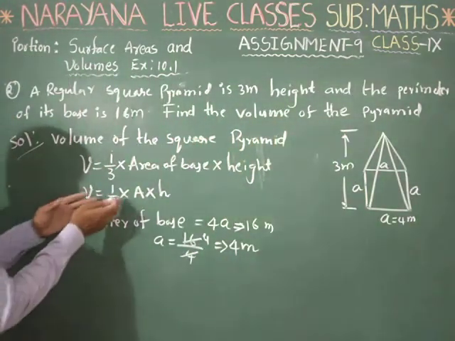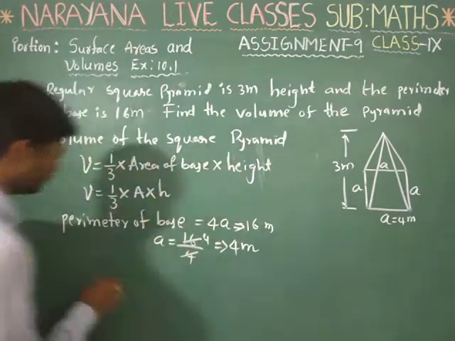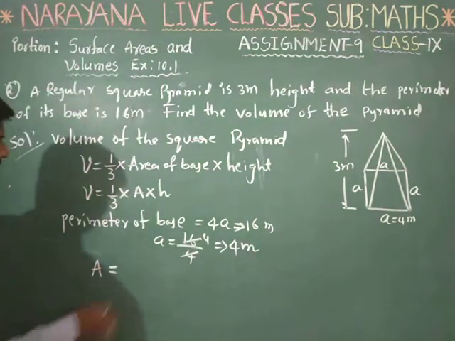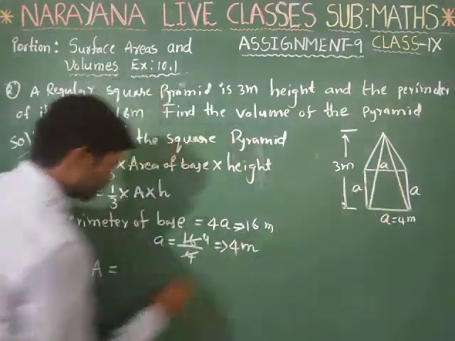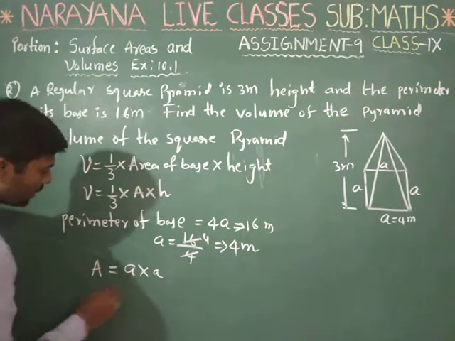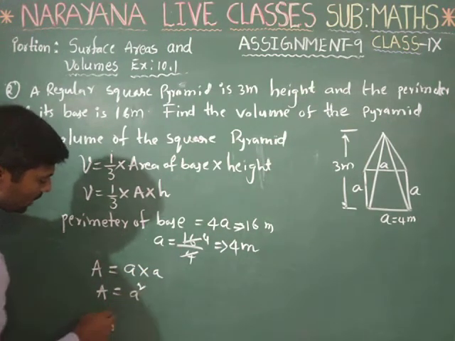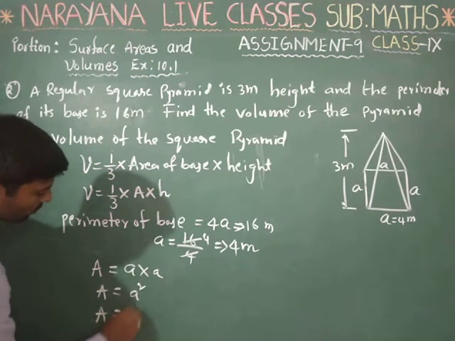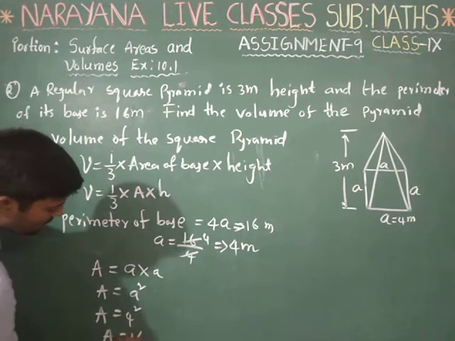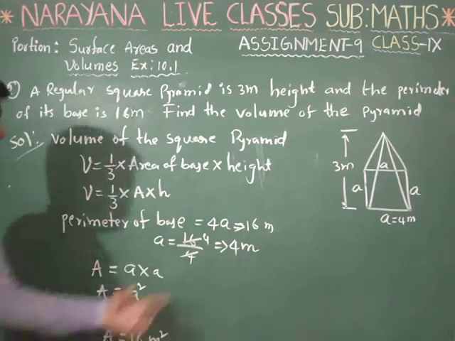Now we need to find the area of the base. What is the area? It is a square, no? So you can write it as A into A, it will become A square. So A is equal to 4 square, which will become 16. The 16 square meter is the area of the base.